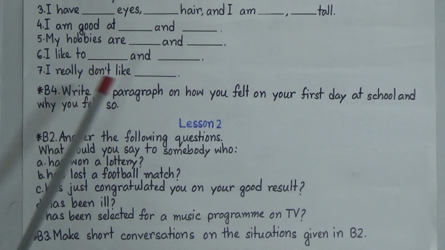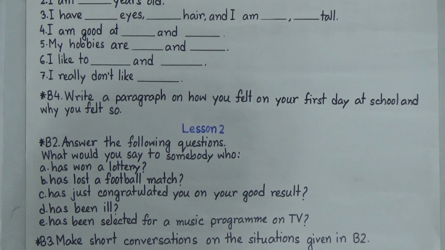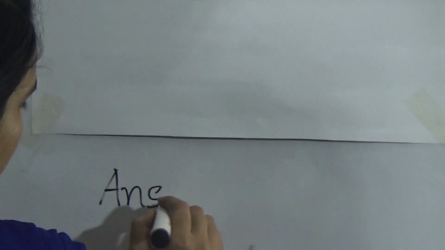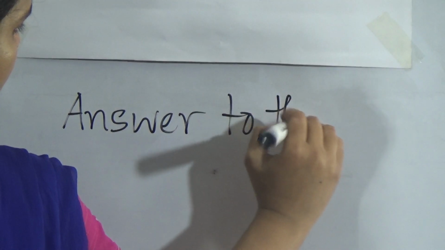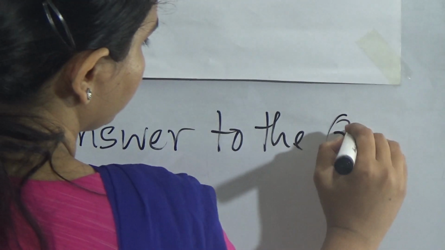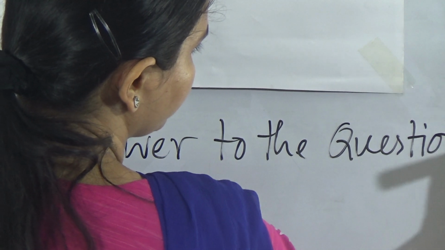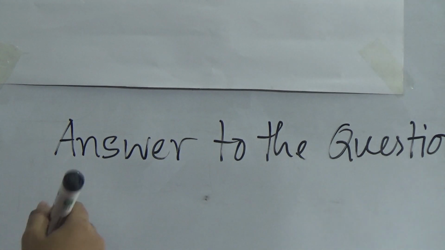Okay, and now look, in your assignment you will write answer to the question number A1. Okay, so from lesson 1, of course you will write answer to the question number A1 like this, and then you will write your answer, and of course you will follow the question number.